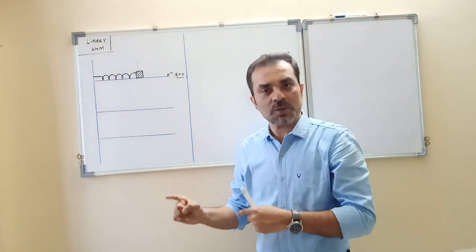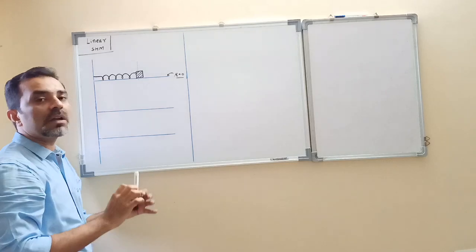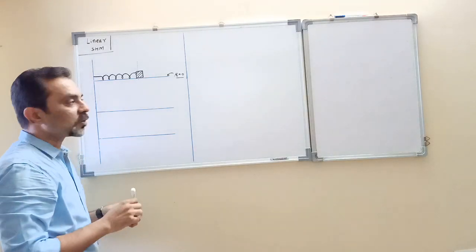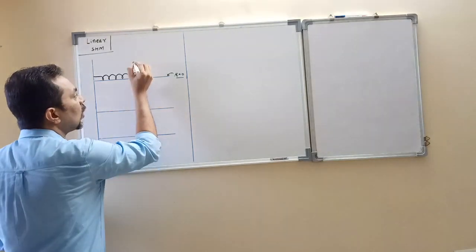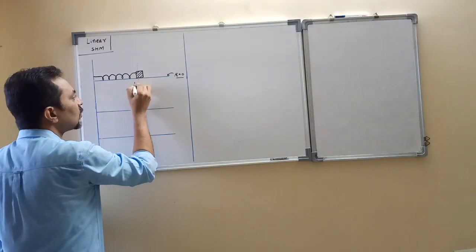Natural length है. तो in that case block जहाँ पे है, this position is called what? Equilibrium position. इसको हम लोग क्या बोलेंगे? What is this position called? Equilibrium position. This is equilibrium position. I'm writing it here.